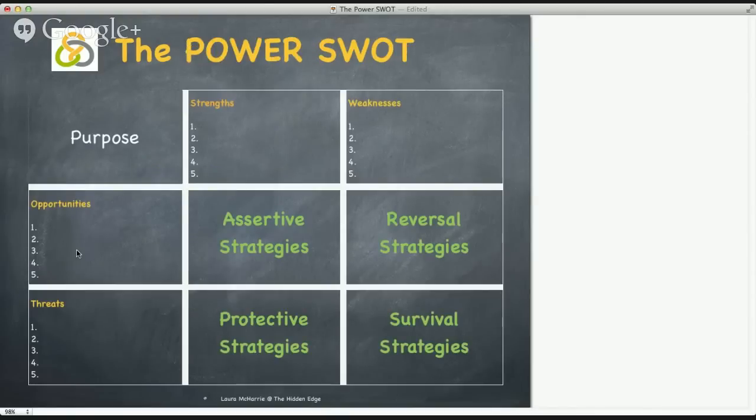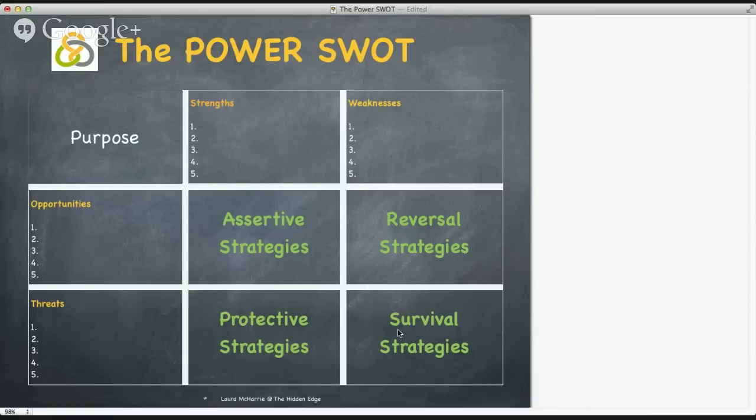This is the Power SWOT. As mentioned earlier, the purpose of the Power SWOT is to get you thinking about specific business strategies, as illustrated here. Where you have strengths, we want to look at assertive strategies to take advantage of the opportunities that might be out there. Where you have strengths, we might want to look at protective strategies that support you against threats that might be out there. Where you have weaknesses, you might want to look at reversal strategies in order to take advantage of opportunities. And where you have weaknesses and potential threats, then we may need to look at some survival strategies.